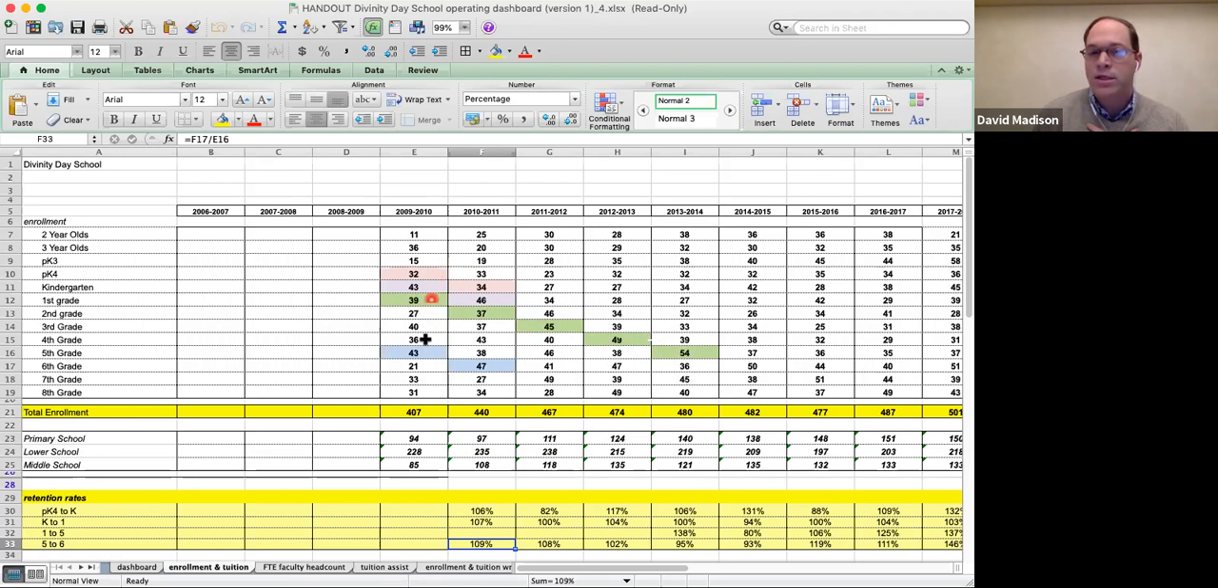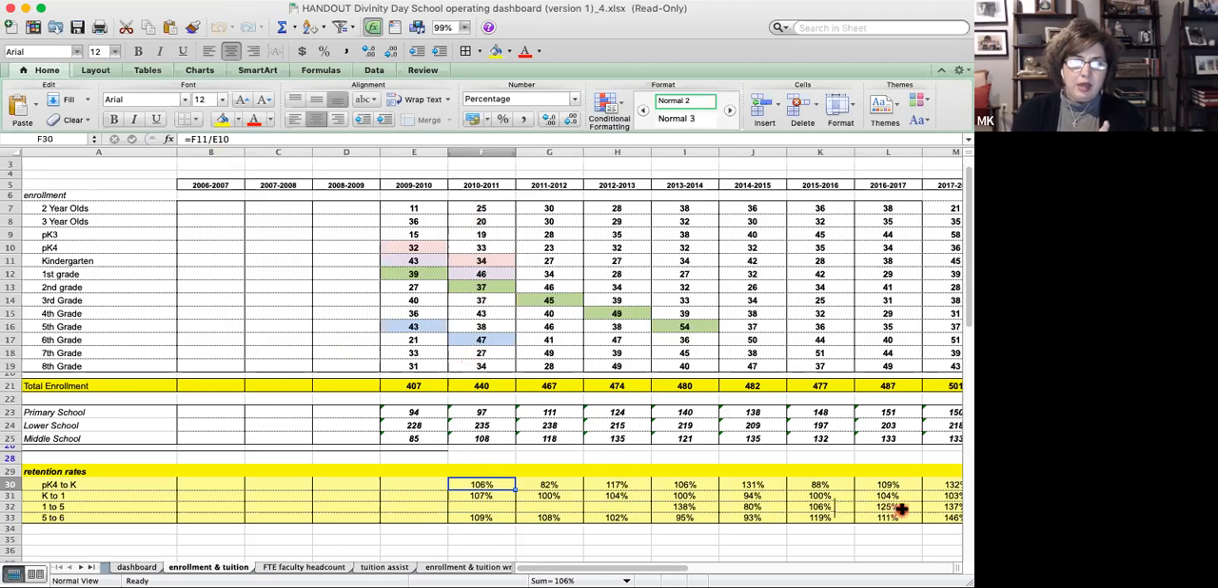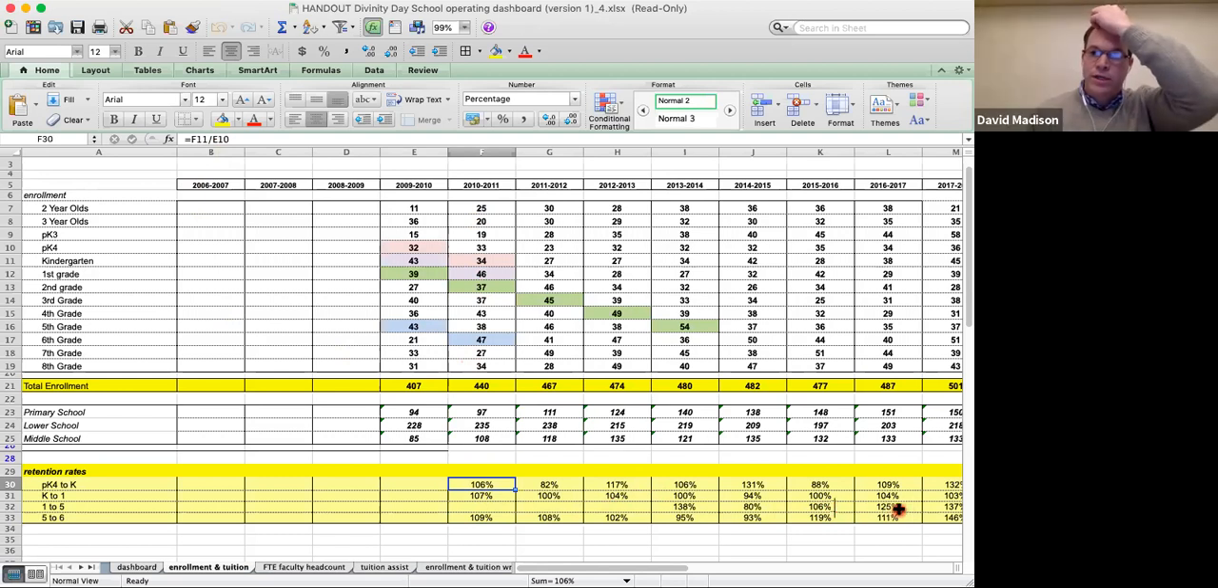So that's what I like to do to track how retention is looking. And then we've got the calculations in here already that will calculate your retention. So the formula, for example, if you look here, is basically already in there. If you plug this data in, it will calculate your retention rates for you. Yeah, this is actually the grid. 5% retention, like Divinity Day School.